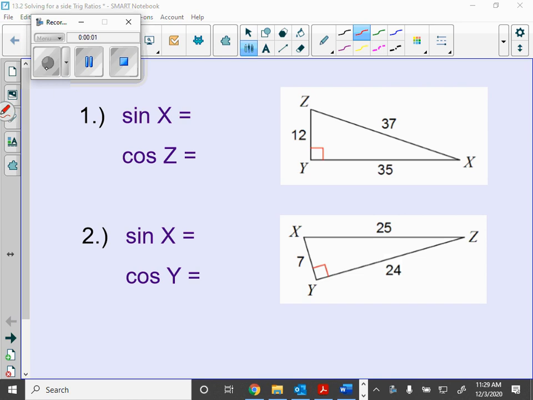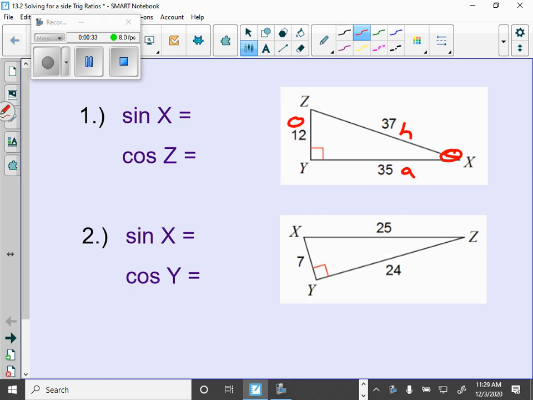Refresher from yesterday. You have to be able to set up the sine and the cosine of the angles. So sine of x, here's x. I now need to label my O, my A, and my H. Where's my hypotenuse? 37, 35, or 12? It's 37. Now I've got adjacent and opposite. Adjacent's the easiest one to name next, because it's right next to the angle. So 35 is adjacent, and 12 will be my O.